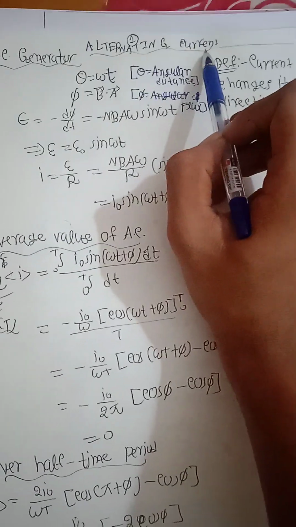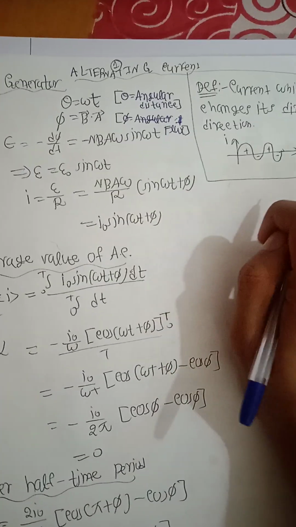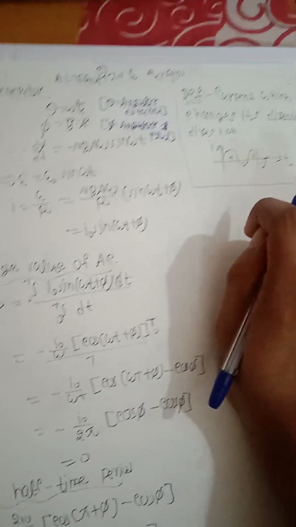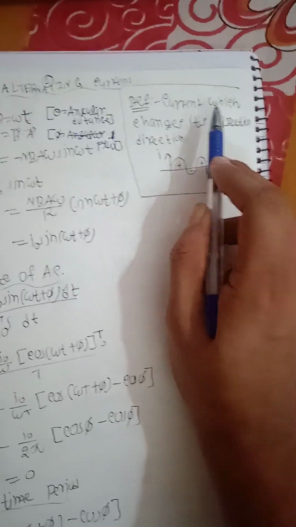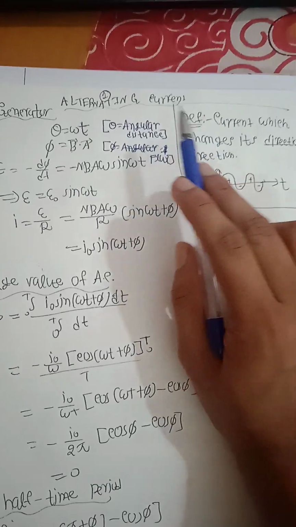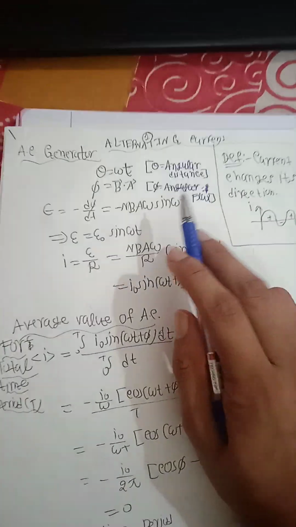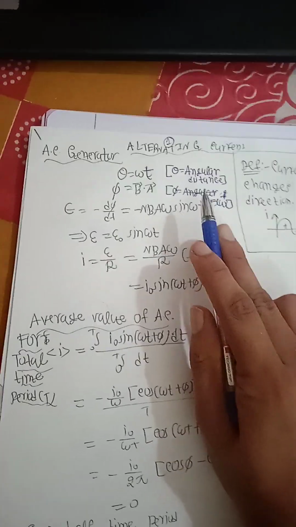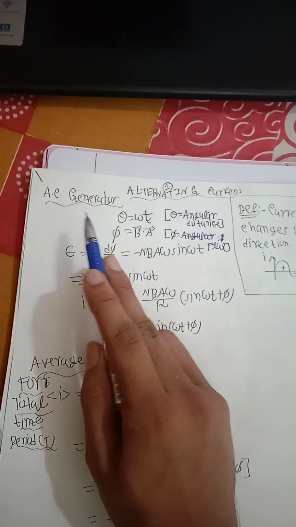Alternating current. So let us discuss what is alternating current. Here, as you can see, current which changes its direction is known as alternating current. Now let's jump into another point, which is the AC generator or alternating current generator.